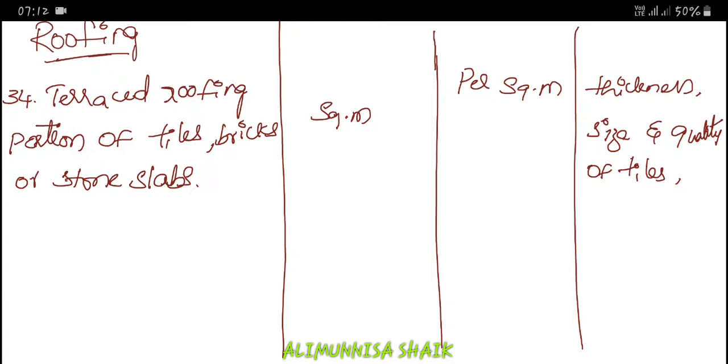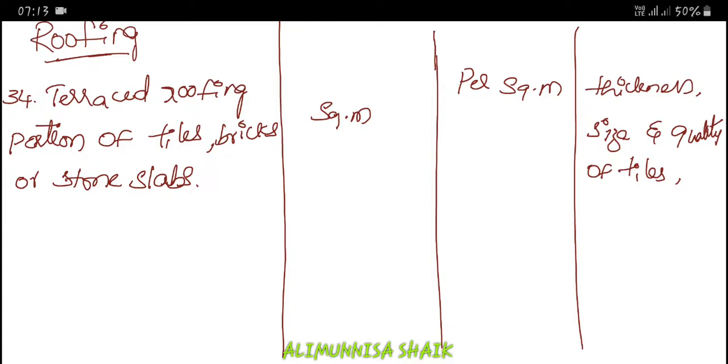Okay. This is about the mode of measurement, how you are going to calculate and how you are going to use the item in your construction. I will be repeating the mode again. The thickness, size and quality of tiles, bricks or stones shall be stated. The number of layers, method of laying, pointing and the kind of mortar with proportions shall be stated and included in the item. The supporting rafter and beams shall be measured separately under the relevant clauses. So, this is about roofing for terraced roofing portion of tiles, bricks, stones, slabs, etc.